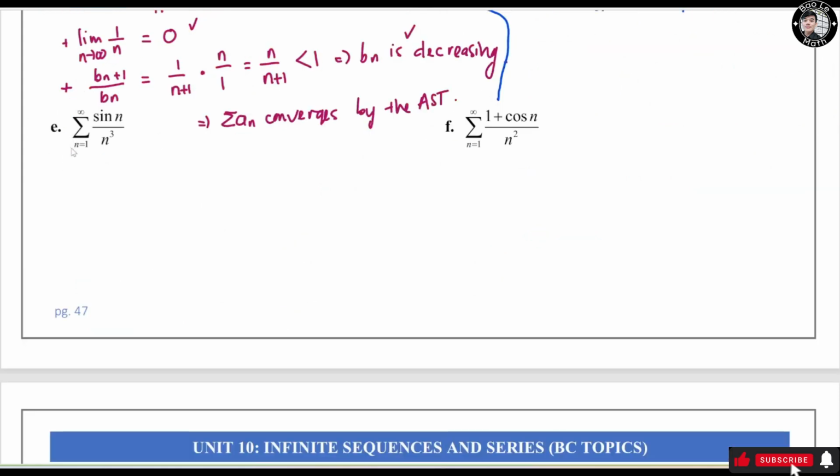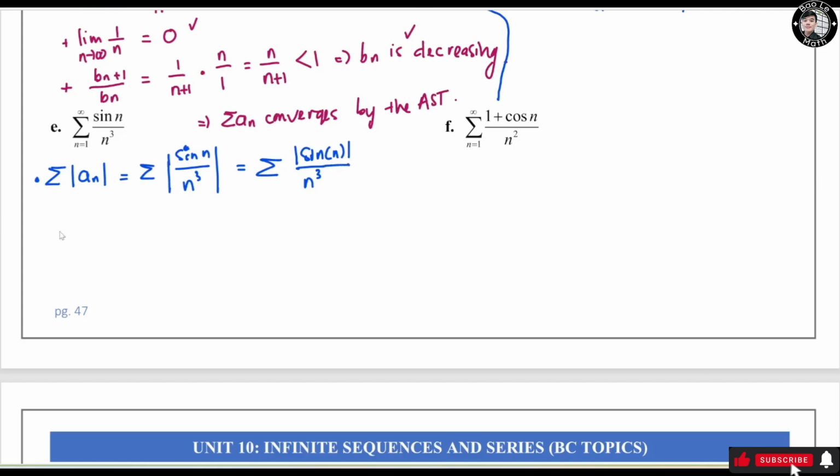Now let's move on to question E. We need to check the series of the absolute value of a sub n. So it could be, now when n approaches infinity, n cubed should be positive, right? So I have the series of n cubed on the bottom. This guy is still inside the absolute value sign.